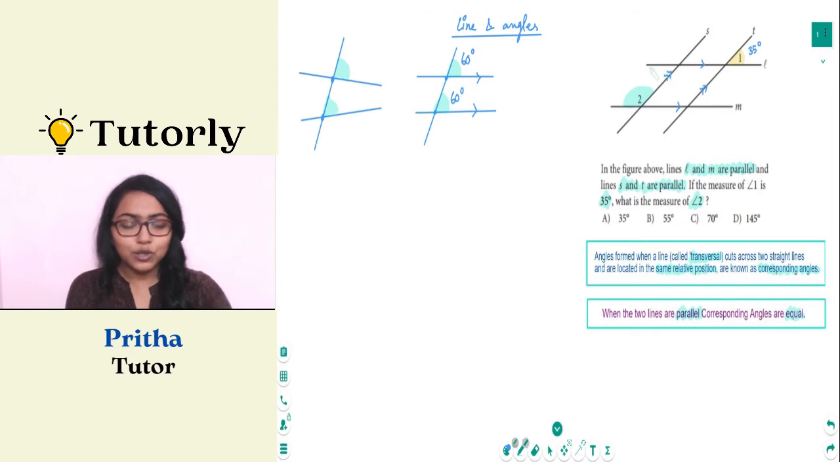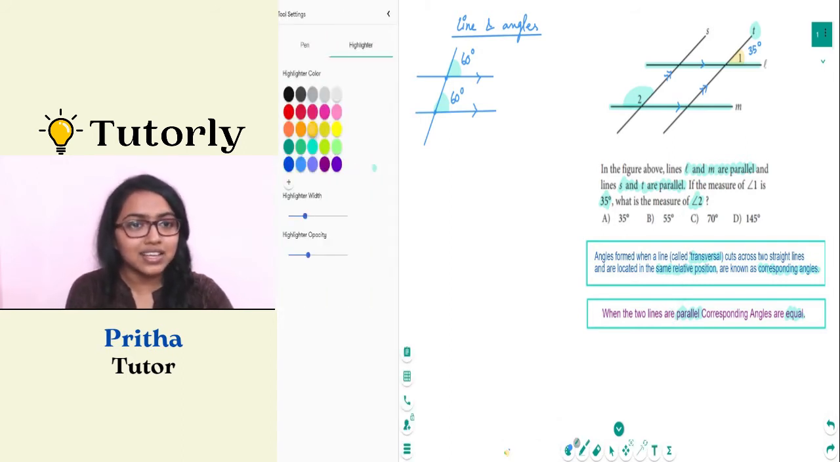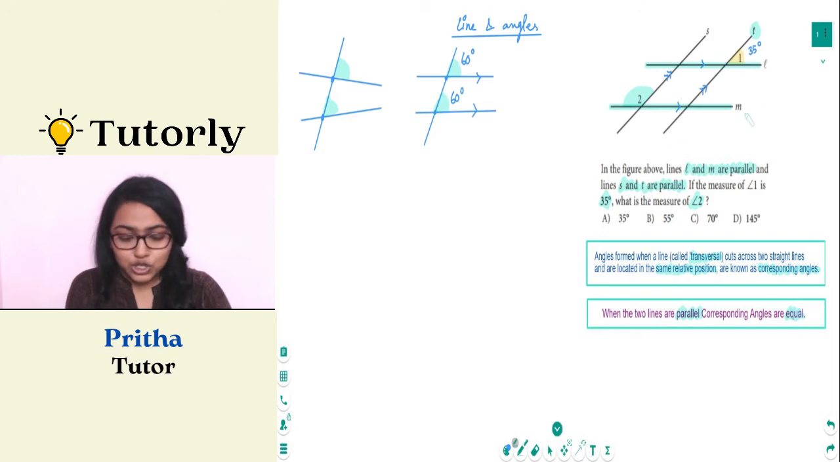So first we'll look for some parallel lines, and it is already given to us. So L and M are parallel. So this line and this line are parallel. In that case, T can serve as our transversal. So we see that angle 1 over here must have a corresponding angle. So this angle here is going to be corresponding to angle 1. That means this is going to be 35 degrees as well.